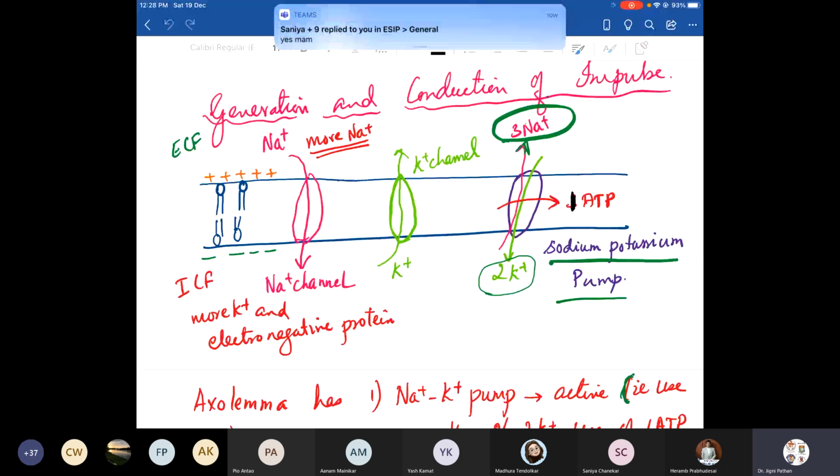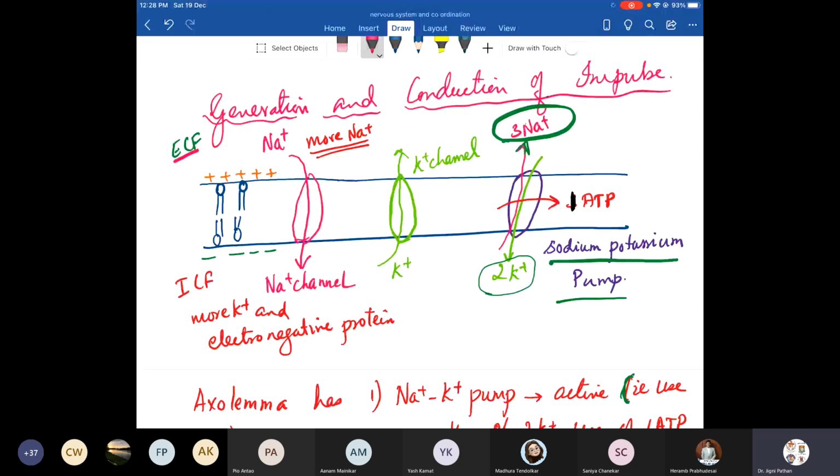The axolemma, outside it is called ECF, that is extracellular fluid. Inside it is called intracellular fluid. Outside the membrane is positive. Why? Because there is more of sodium ions. Inside it is more negative because it has more of potassium and electronegative protein. So this is the charge of an axolemma when it is resting.